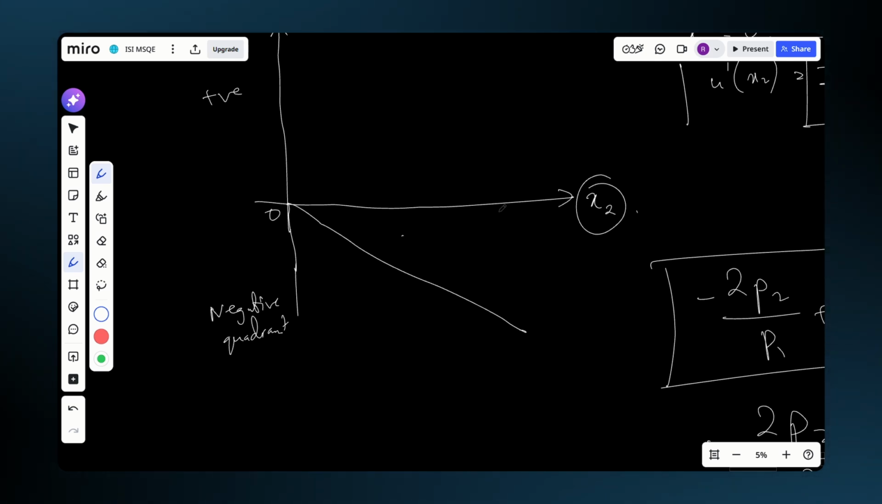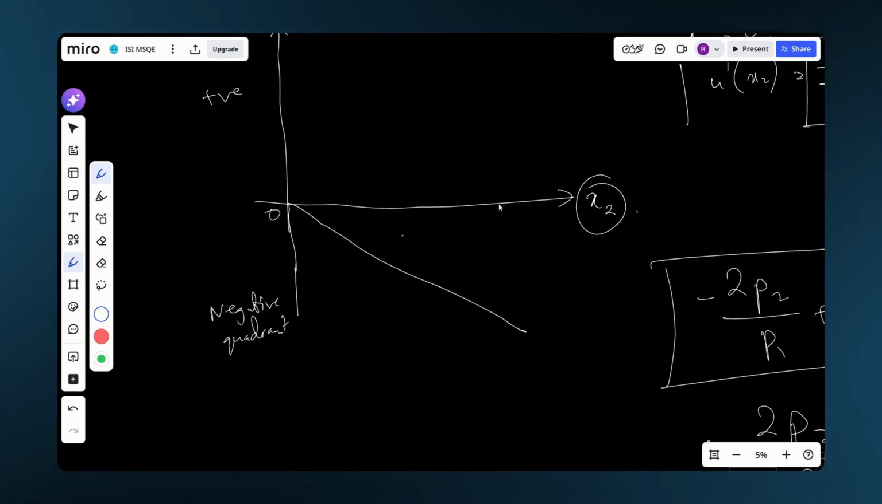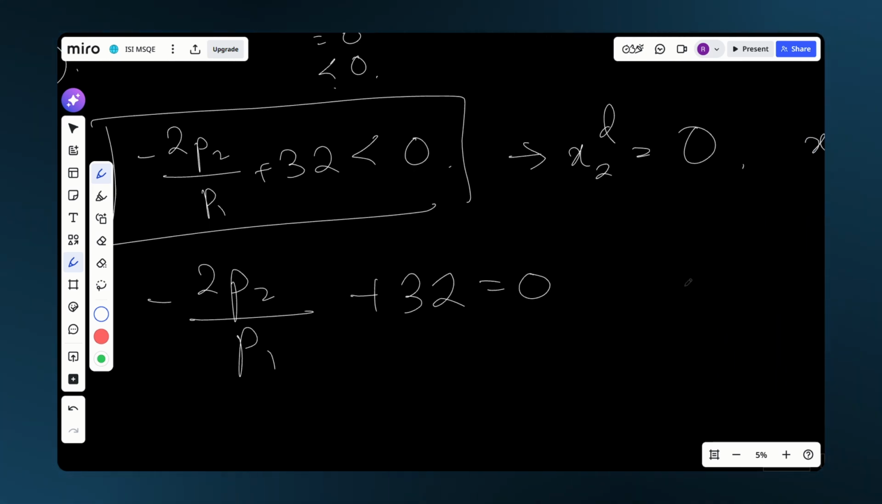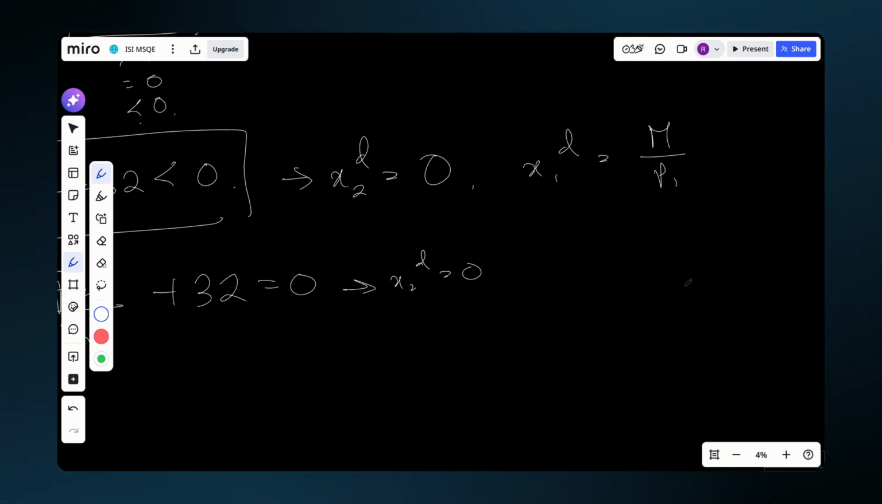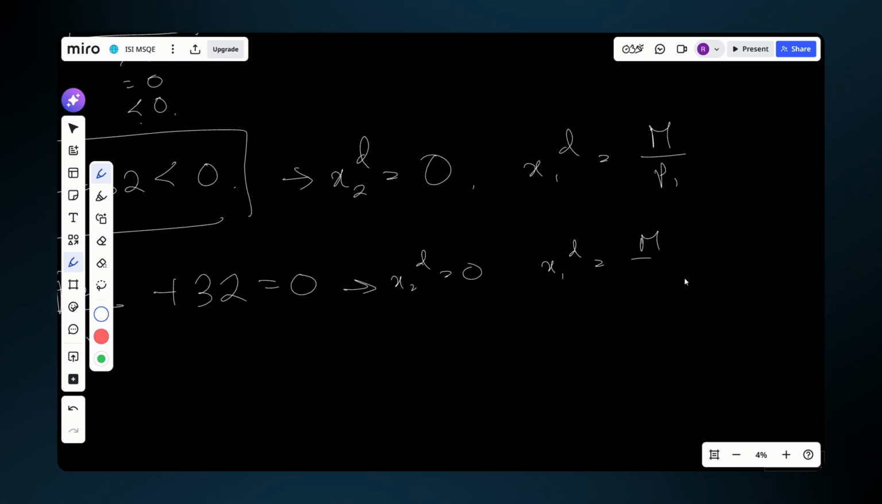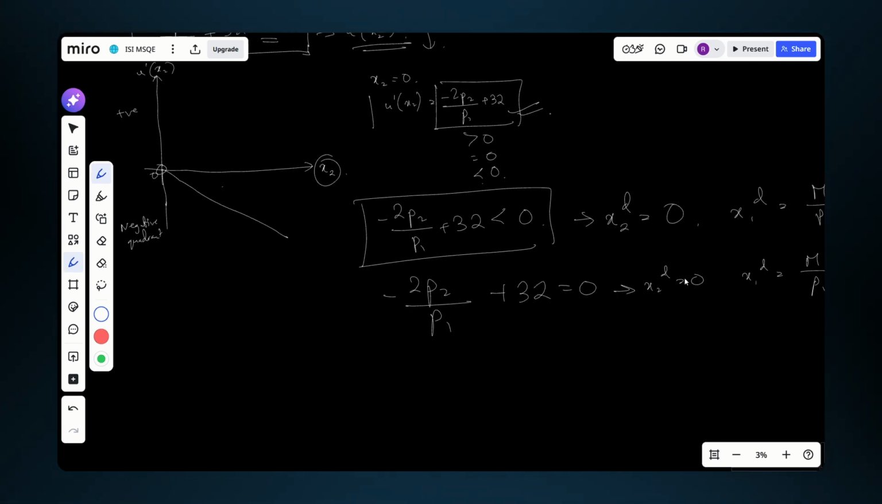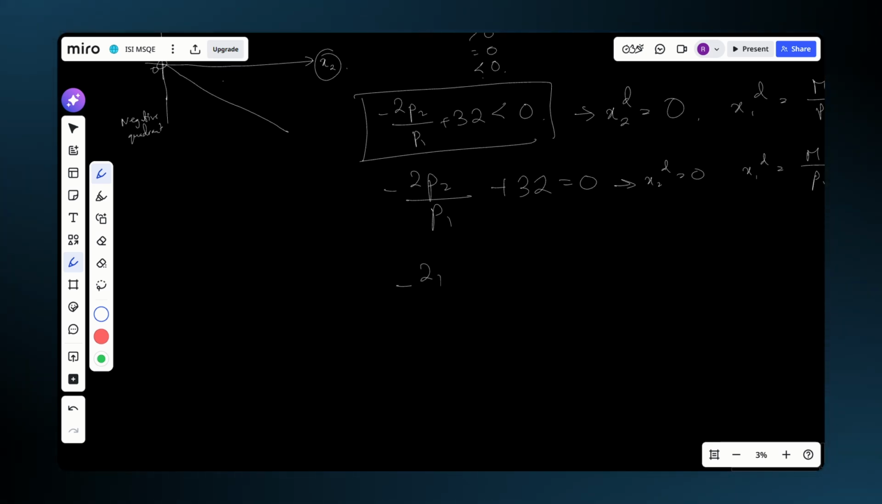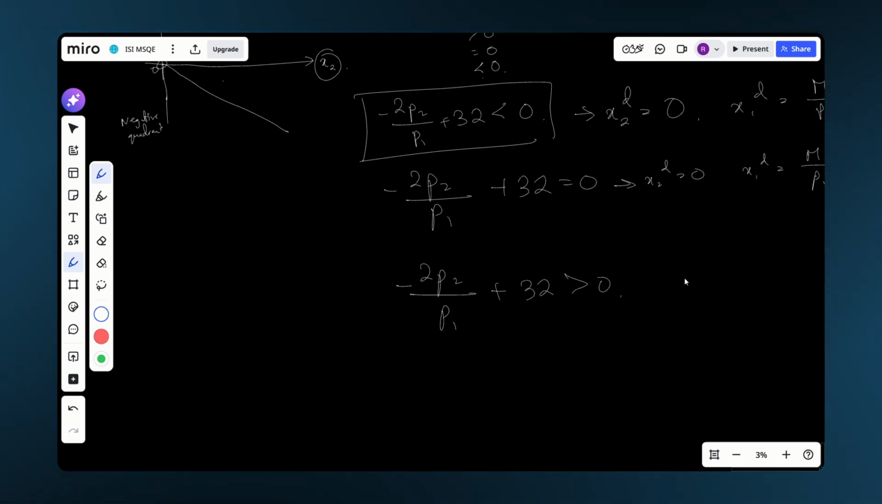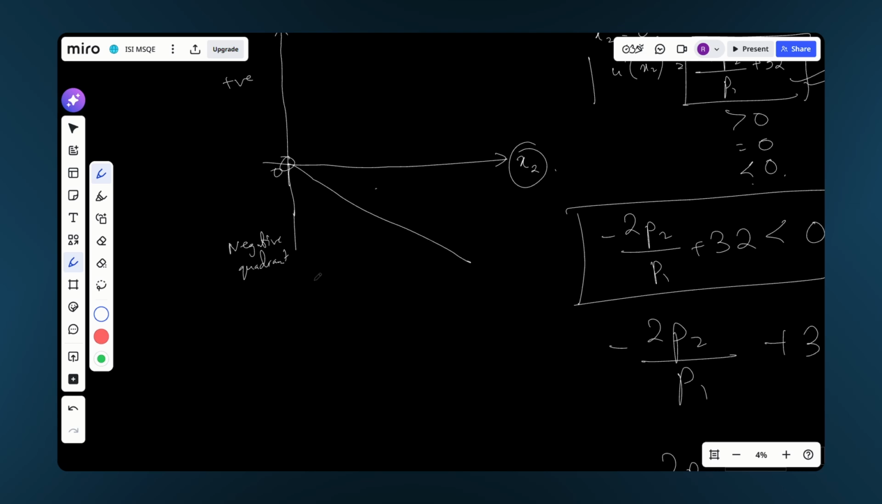So again we are running into the same problem. If I increase x2, u dash is becoming negative, and since u dash is becoming negative, utility will fall. So again the best case scenario will be that I consume nothing of x2. So again x2d will be equal to 0 and x1d will be equal to m by p1. Now comes the interesting part. When minus 2p2 by p1 plus 32 is strictly greater than 0.